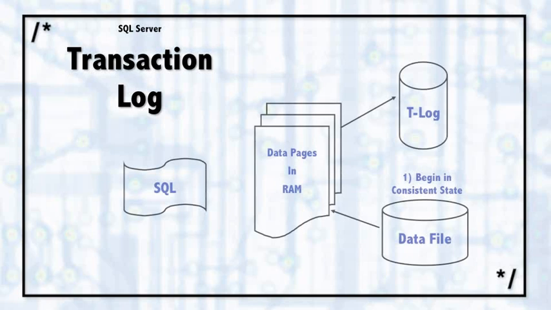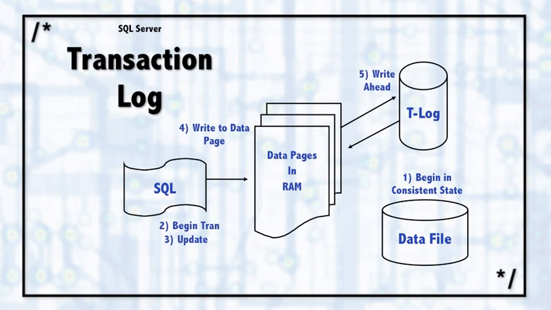The transaction log, or T-log, also called a write-ahead transaction log, is really important for the durability of a transaction, and it's fundamental to how SQL Server works. So let's walk through what happens for a transaction, looking at the pages in memory and the transaction log and the data file and those types of things. So step number one is that the data file, the database, begins in a consistent state, and that's the C part of ACID. A user comes along and within a transaction says begin transaction and update.